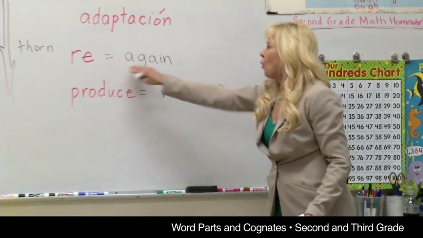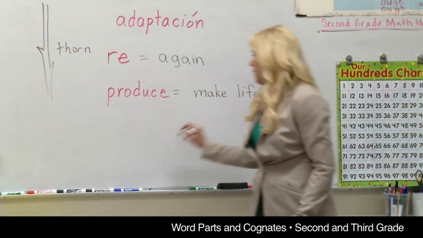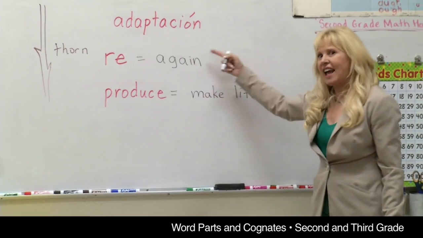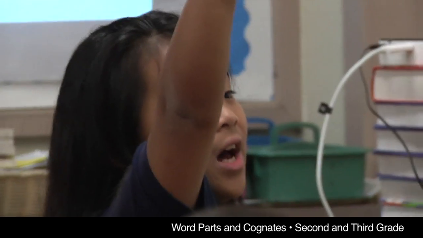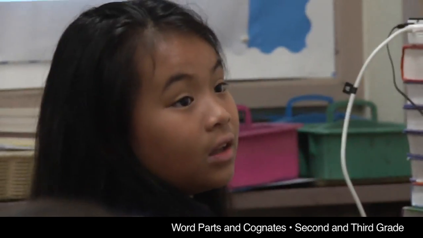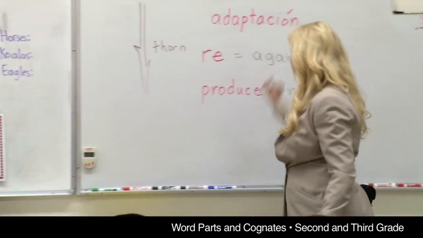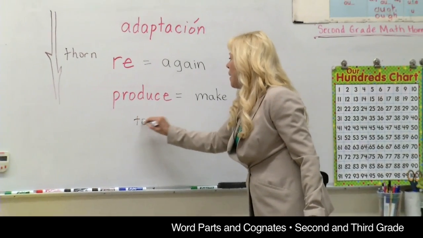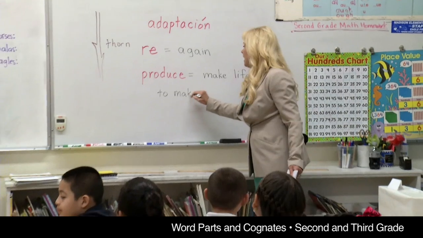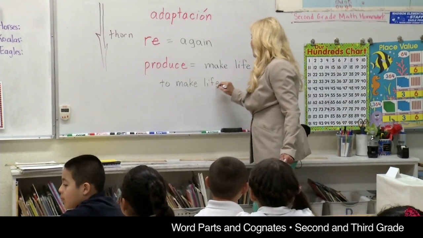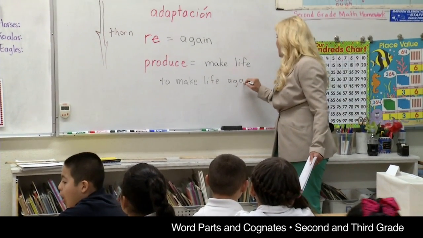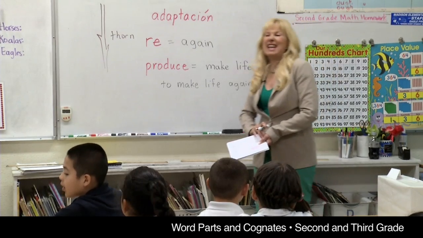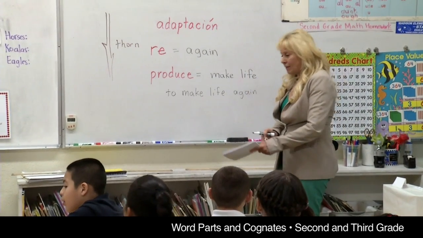But what does reproduce mean? Put these two together. To make life again. I heard somebody say it. What is reproduce? Make life again. That's right. We just put it all together. To make life again. All right. Now, how do living things make life again?